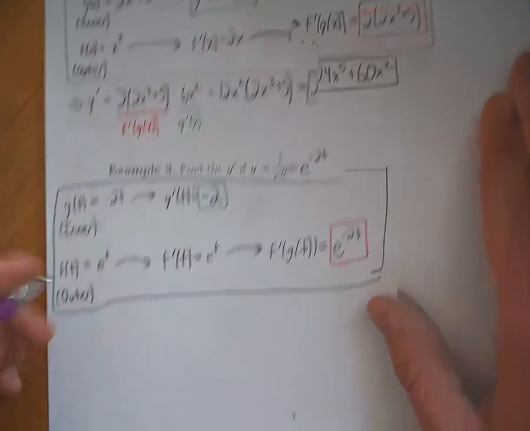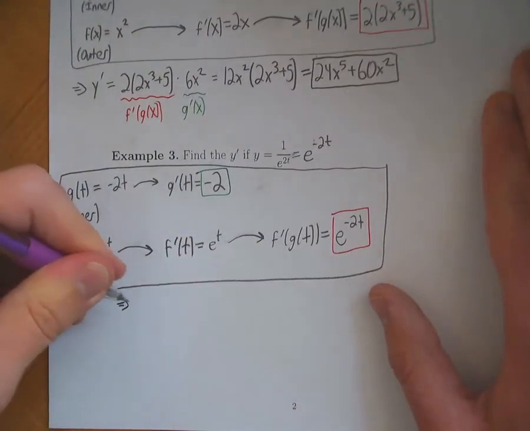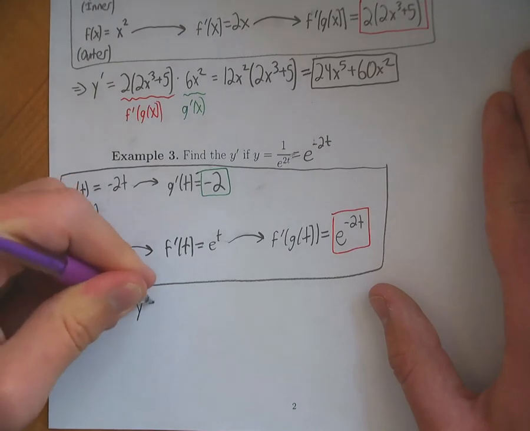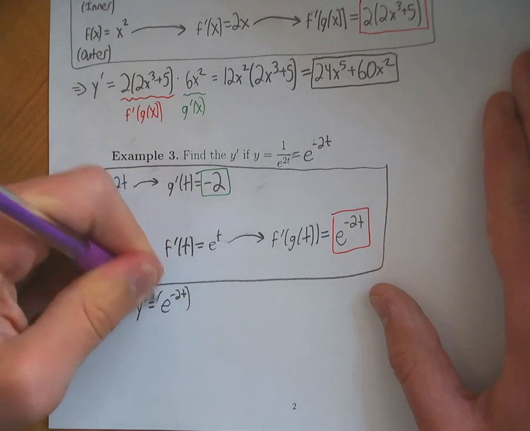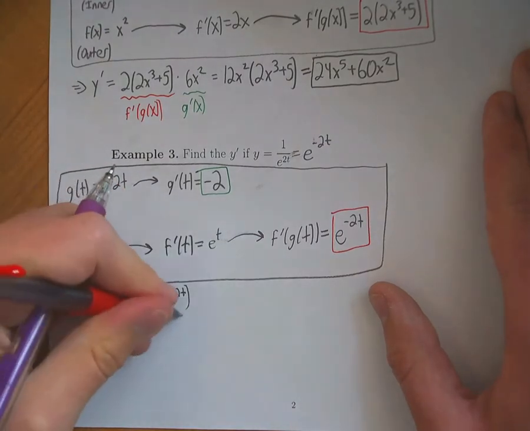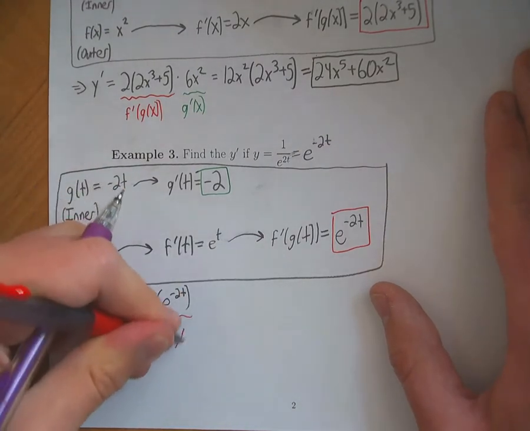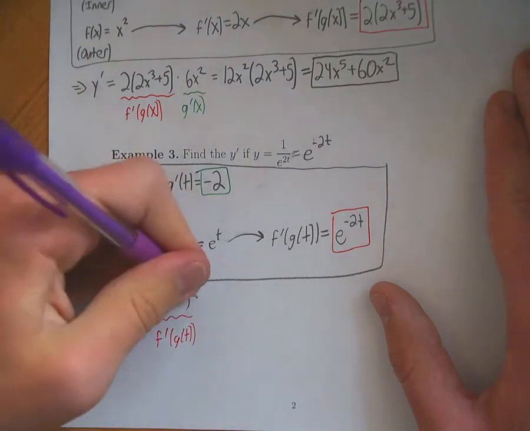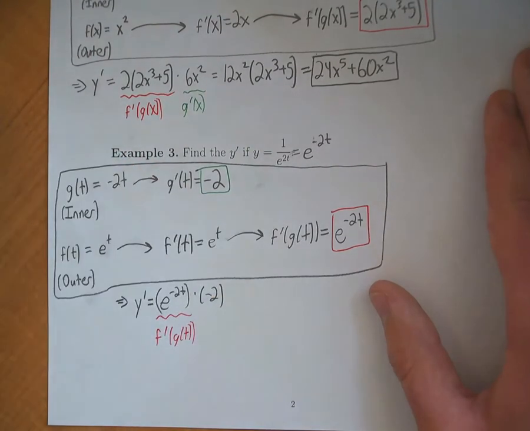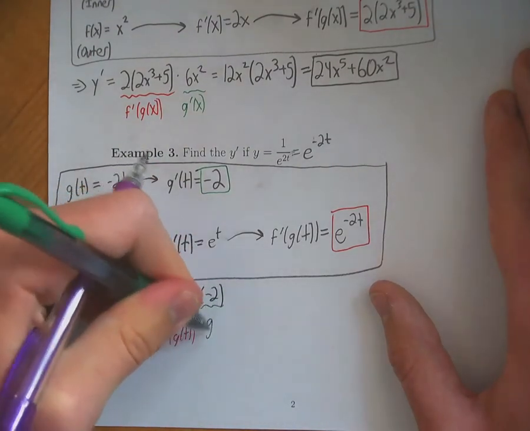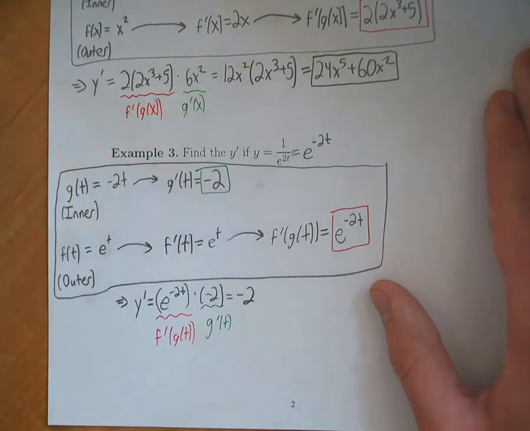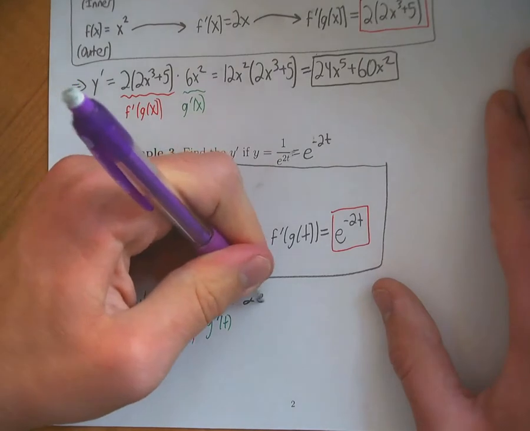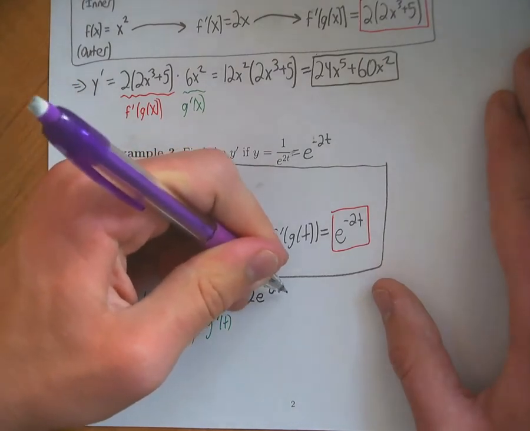Alright. So then we plug this into our good old chain rule formula. We end up with, well, e to the negative 2t, which is f prime of g of t, times negative 2, which is g prime of t, which is then just, well, not much you can simplify here. We just have negative 2 times e to the negative 2t.